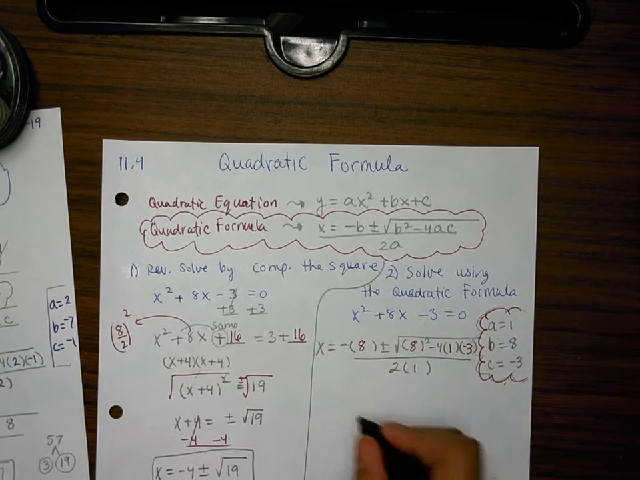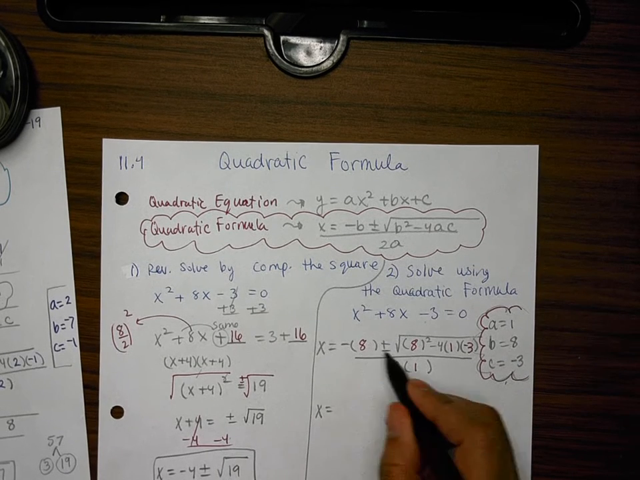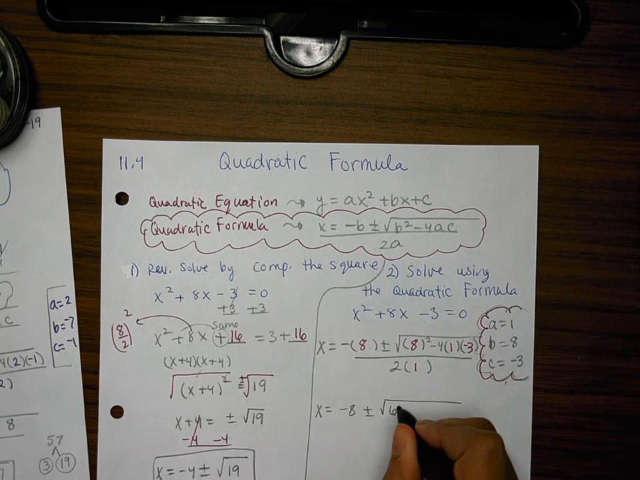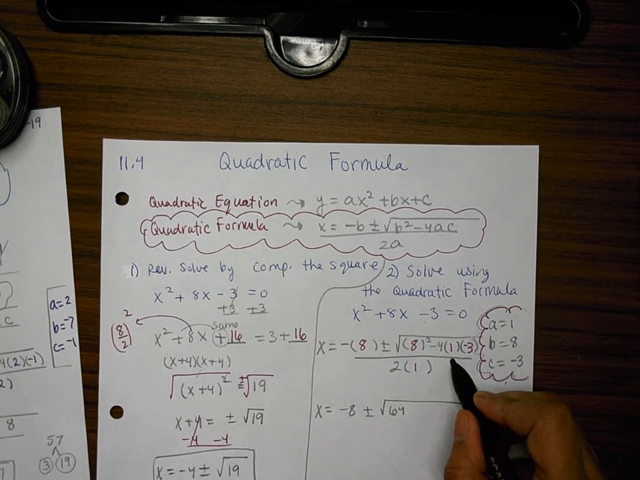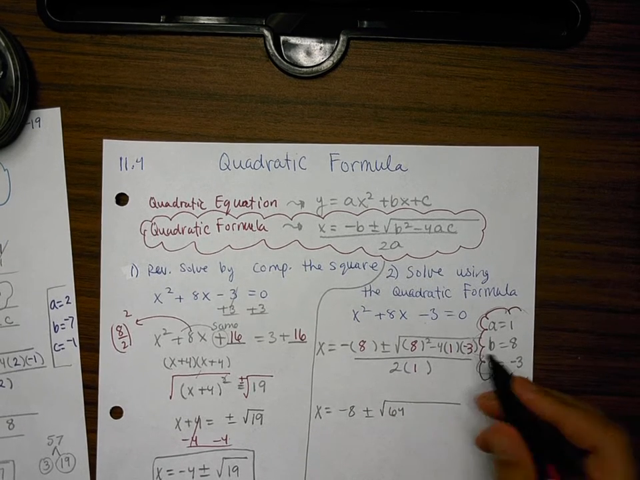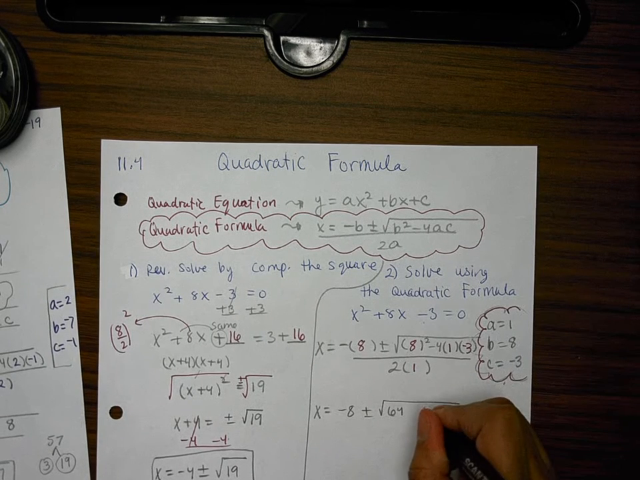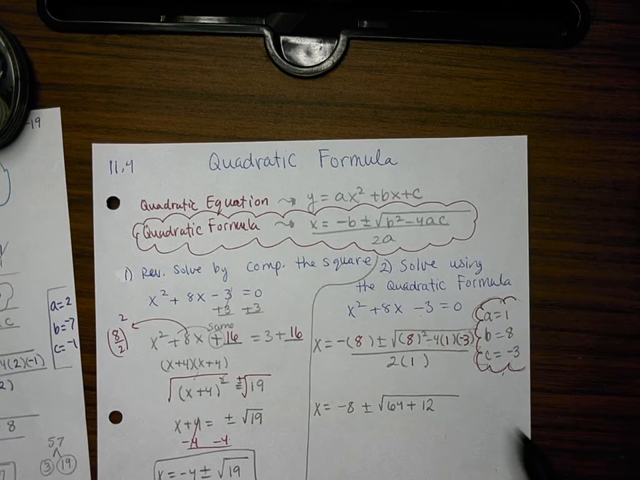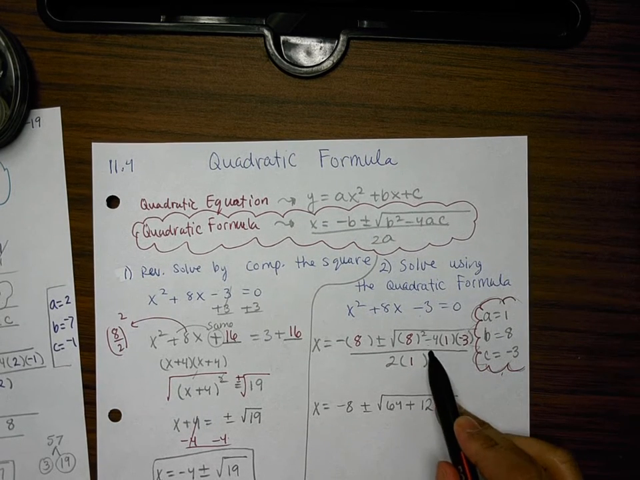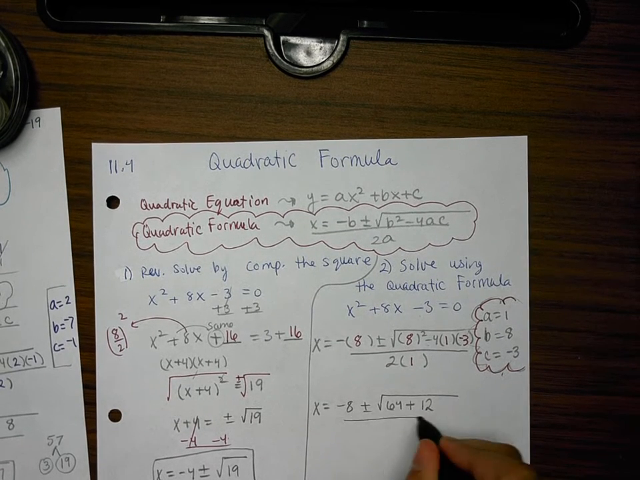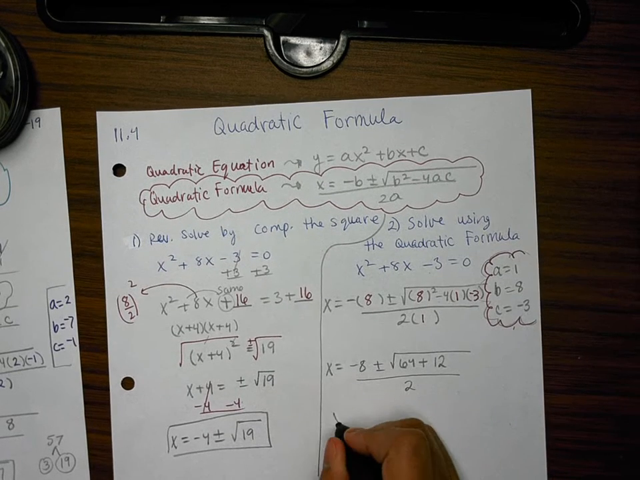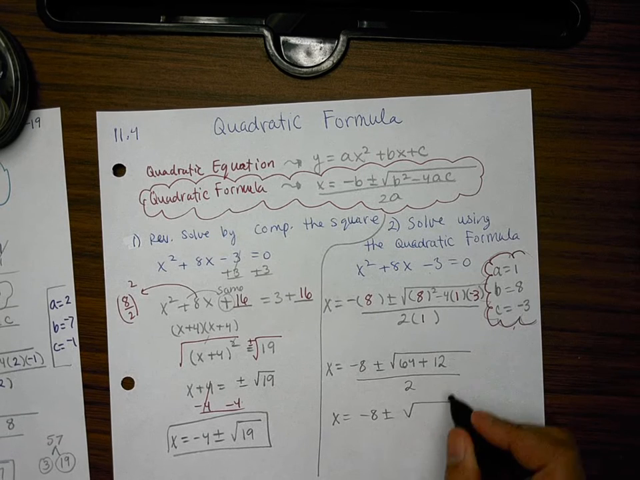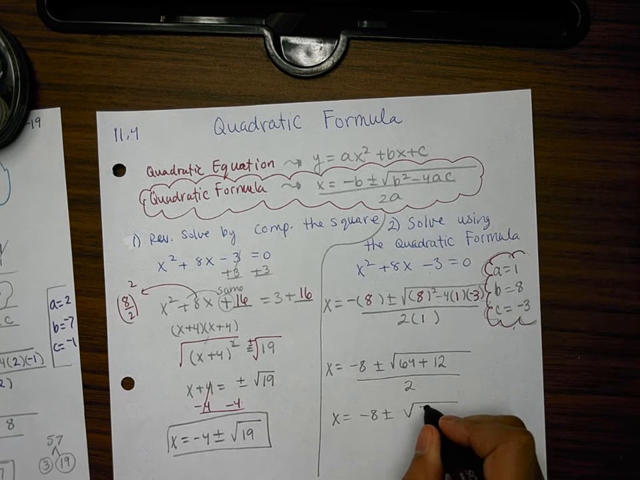Okay, X equals, opposite of 8 is negative 8, plus or minus the square root of 8 times 8 is 64. 4 times 1 is 1, times negative 3 is 12, but be careful with your signs. A negative times a negative is going to give me a positive. So it was minus originally, but that negative 3 with that negative 4 made it a positive 12. All over 2. X equals negative 8 plus or minus the square root of 64 plus 12 is 76.